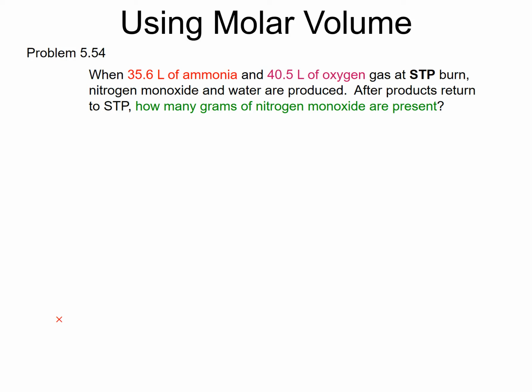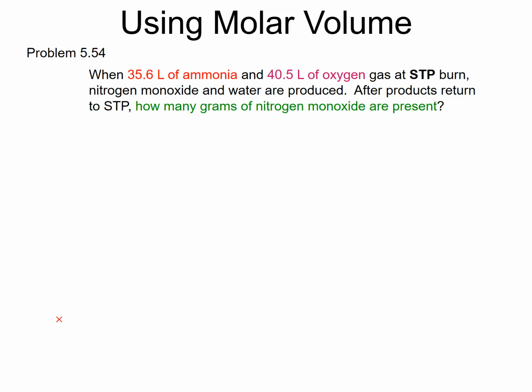Okay, so I've suggested how one might actually use molar volume as a way of converting between moles and liters. So here's a problem from your book that would help illustrate this. When 35.6 liters of ammonia and 40.5 liters of oxygen gas at, ta-da, STP burn, we know what that means, nitrogen monoxide and water are produced. After products return to STP, how many grams of nitrogen monoxide are present?